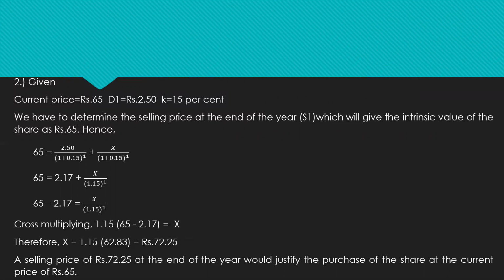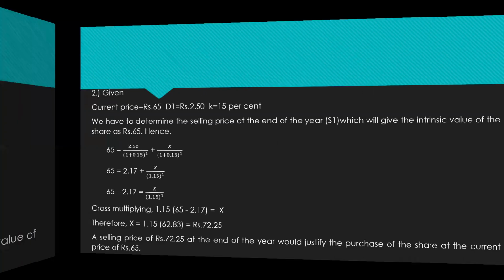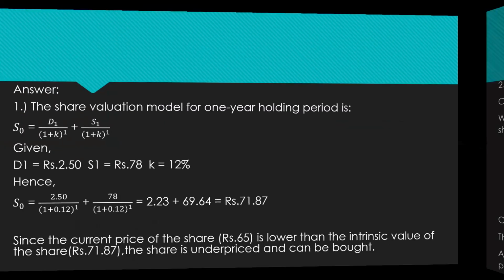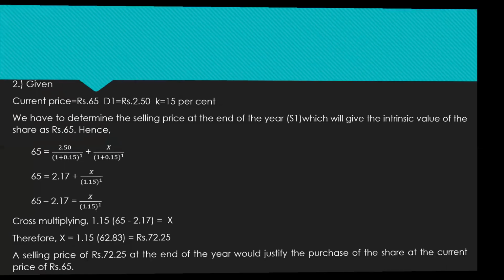Now we have to cross multiply to get the answer. So 65 minus 2.17 into 1.15 will give you the X value. So the X value is calculated as 72.25. A selling price of 72.25 at the end of the year would justify the purchase of the share at the current price of 65. If you're going to get the sales price of 72.25, then you can justify. You can say that it is good to purchase that particular security right now.